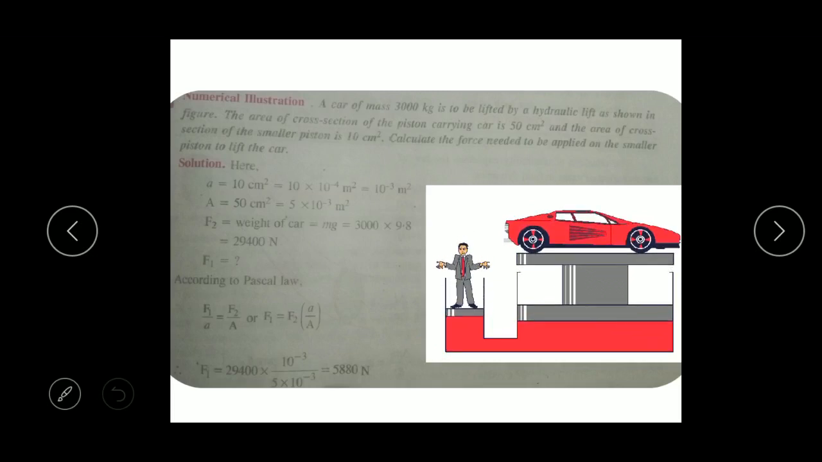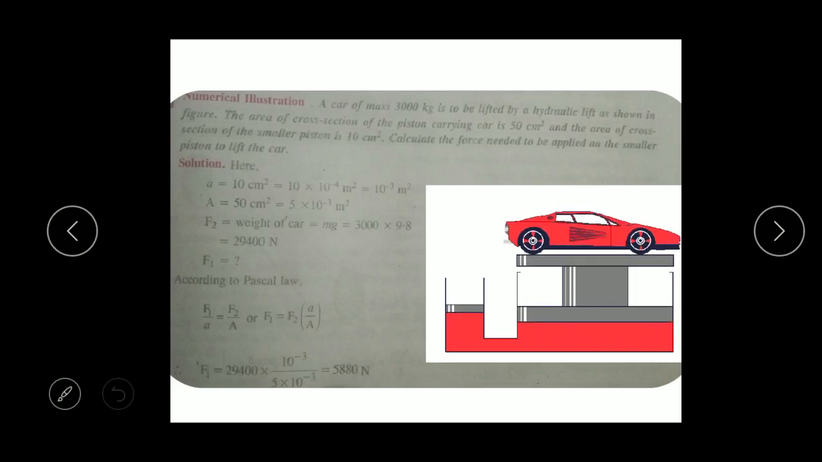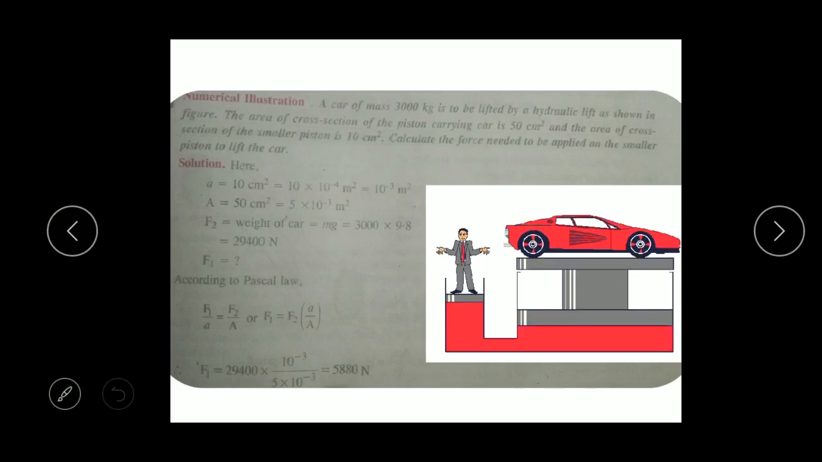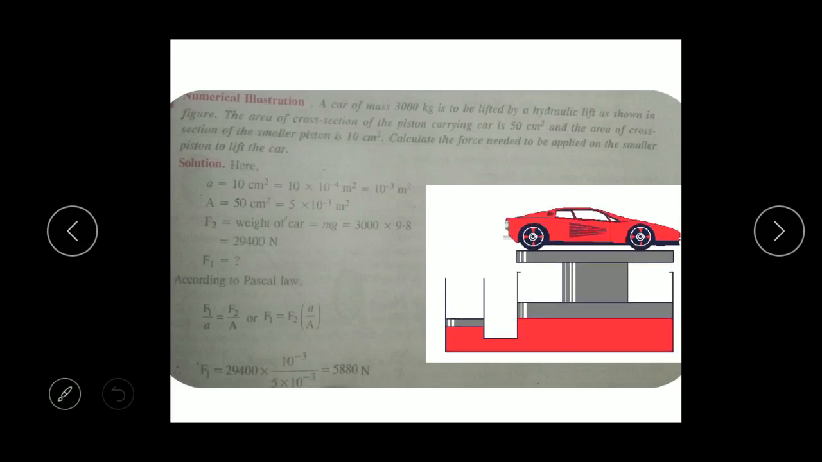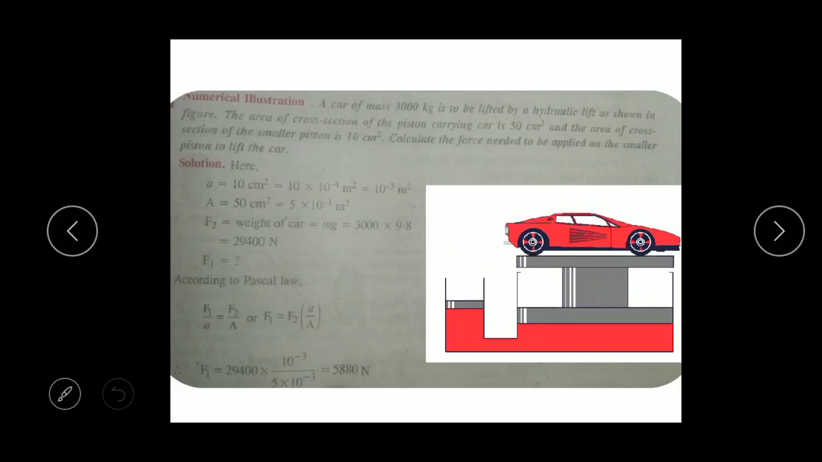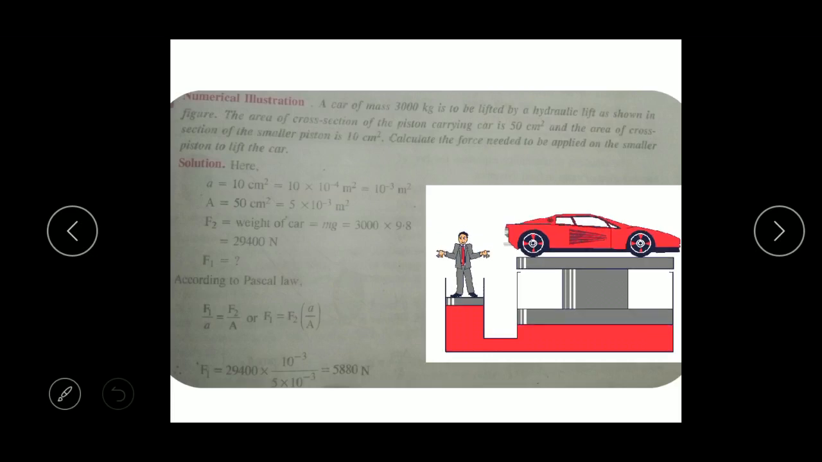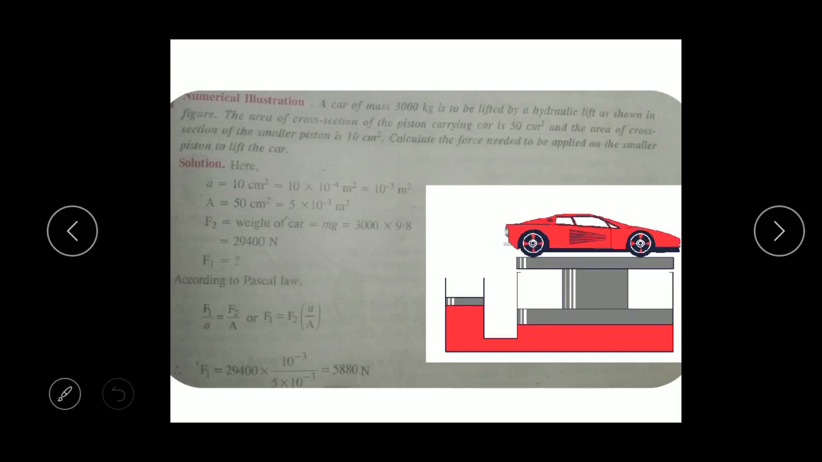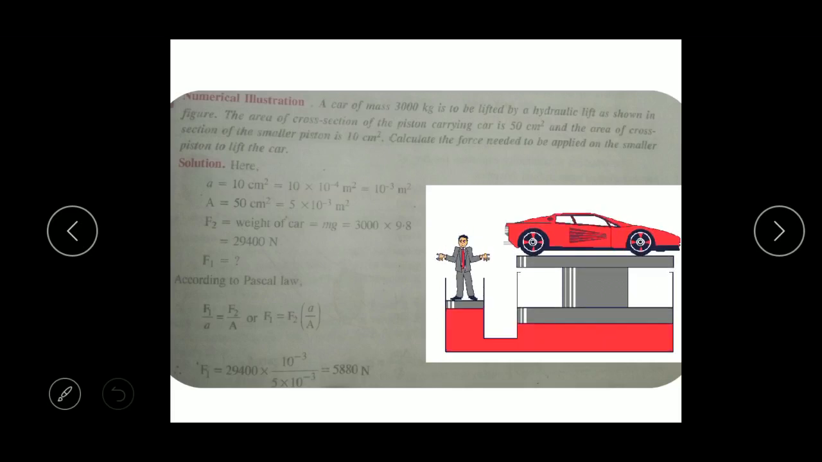According to Pascal's law, F1 divided by A is equal to F2 divided by A, or F1 divided by A1 is equal to F2 divided by A2, where A1 is the area of the small piston and A2 is the area of the larger piston. Here we have denoted small a as the area of the smaller piston and capital A as the area of the larger piston. The area of the smaller piston is 10 centimeter square, converted into SI unit, that is 10 into 10 to the power minus 4 meter square, which is equal to 10 to the power minus 3 meter square. So 1 plus minus 4 is minus 3.